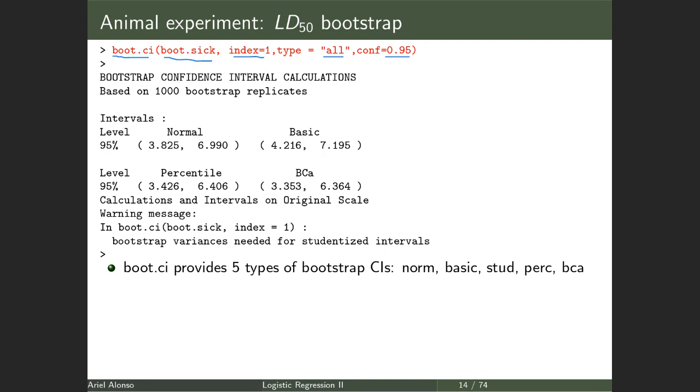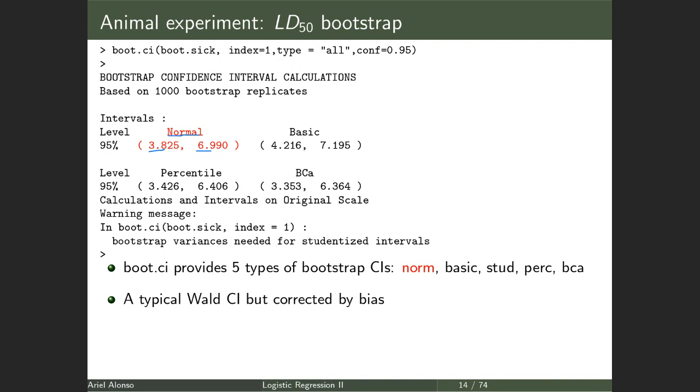So this function will give you 5 types of bootstrap intervals: the normal bootstrap confidence interval, the basic, the percentile, and the so-called BCA. I will give you some ideas of what these intervals do. The first one over here is called the normal bootstrap confidence interval. It tells you that the LD50, the lethal dose 50, the median lethal dose for this compound, is between 3.8 milligrams and 6.9 milligrams. What is that normal? This is a typical Wald confidence interval. The one we showed you at the end is the typical Wald, so you get your estimate plus or minus the percentile of a normal distribution times the standard deviation.